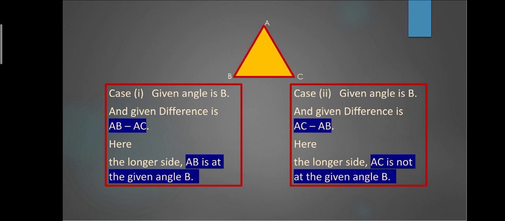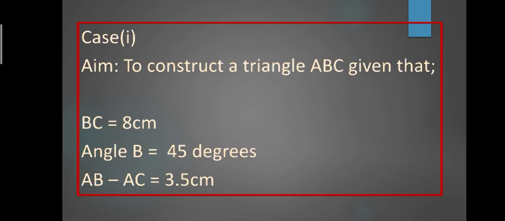In case 2, the difference given is AC minus AB. So here the longer side is AC, which is not on the given angle B. So we have two cases. The difference between the two cases is that in the first case the longer side is on the given angle B, and in the second case the longer side is not on the angle given.